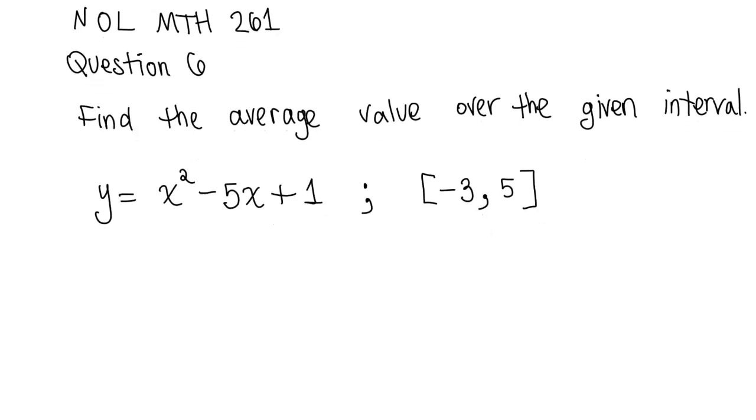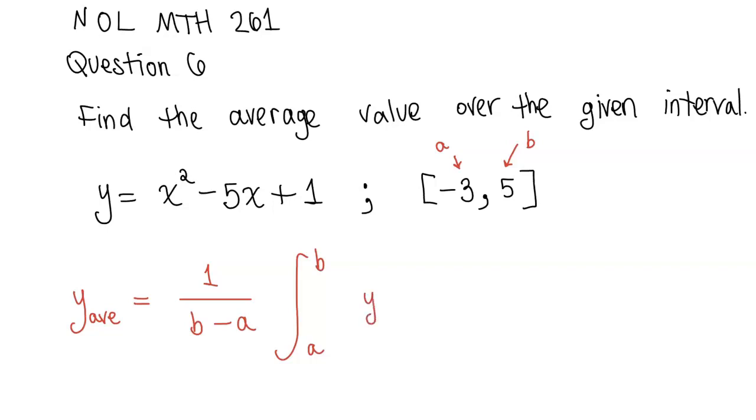Now, how do you do that? You will need to remember the formula. I think it's from 4.5. The average value can be found by using this formula: 1 divided by b minus a, where a stands for where your interval begins and b stands for where your interval ends, times the integral from a to b of that function, y dx. All right, so that red is the formula.